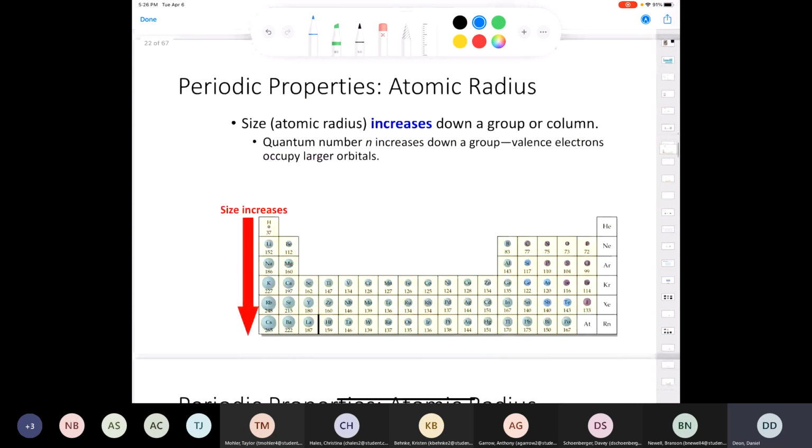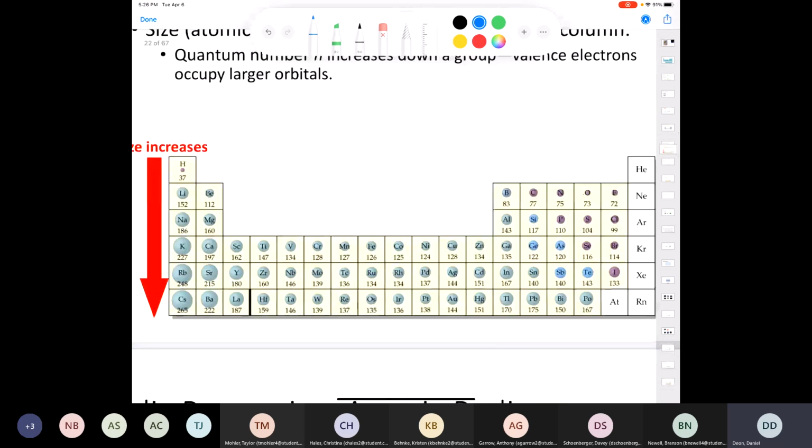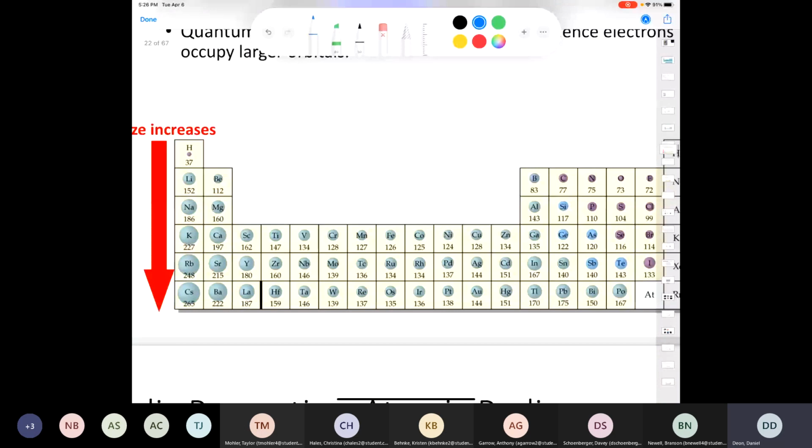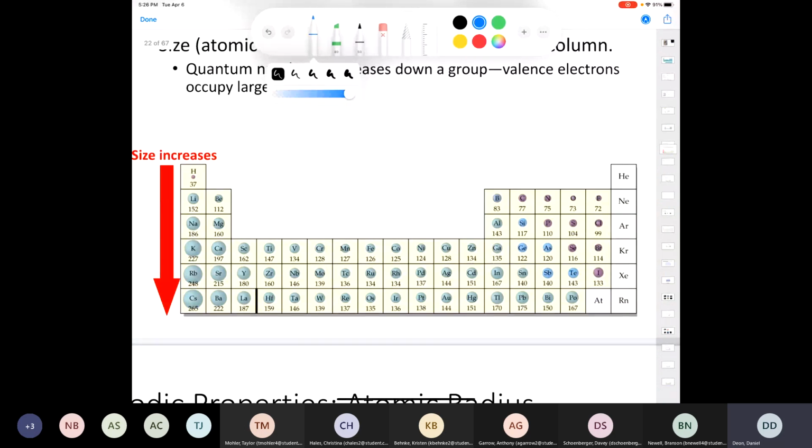And if we skip ahead here, you can see, generally speaking, that if we go across a period, and remember, these are trends. These aren't hard and fast rules. These aren't carved in stone. If you go across period 2 or 3, you can see that generally speaking, the size of the atoms decreases, and that's because of effective nuclear charge.